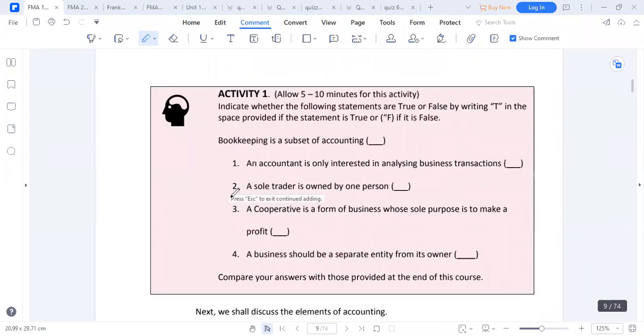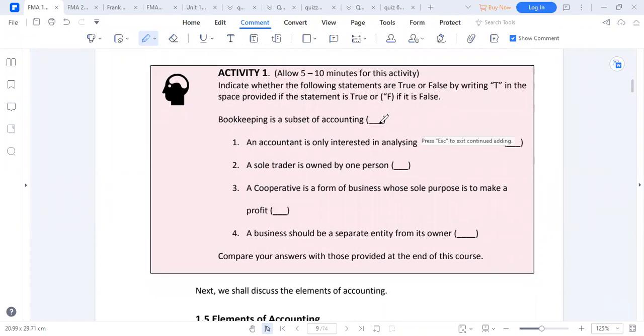A quick one, can you remember? Bookkeeping is a subset of accounting. True or false? It is true. An accountant is only interested in analyzing business transactions. No, that's false. A trader is owned by one person. True. A cooperative is a form of business whose sole aim is to make a profit. False. A business entity can be separate from its owner. True.